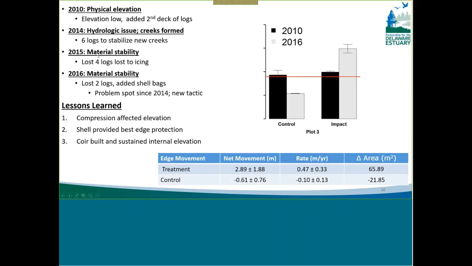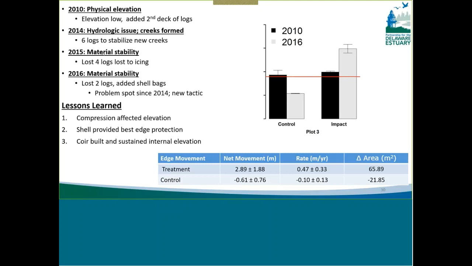2015, though, 5 years after install, as Chris mentioned earlier, we started to lose logs to icing. We started to take them out, and in 2016 we lost a few more. At that point, we just replaced the coir logs with shell bags. The shell bags have been great since then. We put them at the same places, at the same elevations, and everything has been stable since then. A couple of new creeks are forming in one.